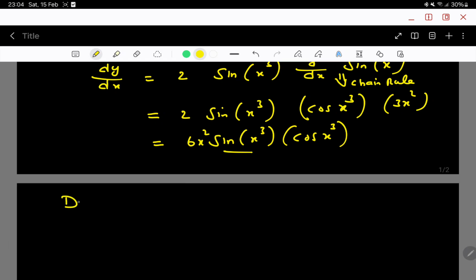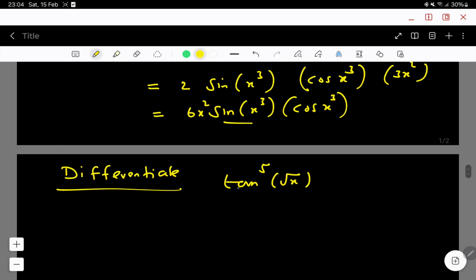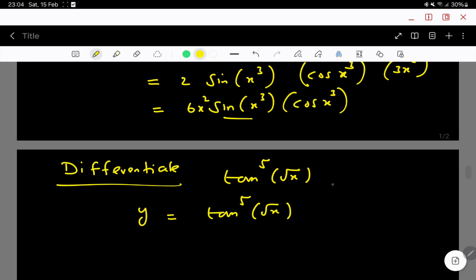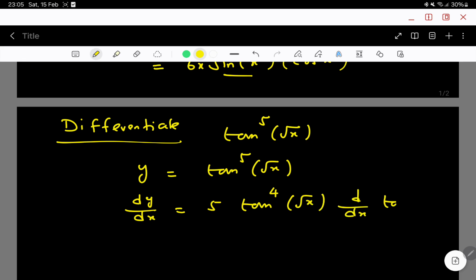So another example, differentiate tan power 5 root x. So in this problem, f of x is tan root x, n equal to 5. So take y is equal to tan power 5 root x. So dy by dx equal to 5 times tan power 4 root x and dy by dx of tan root x.